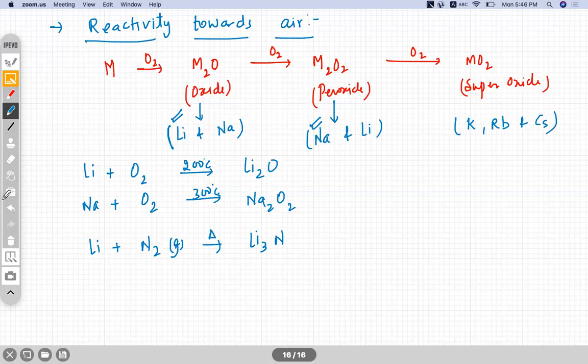Now, one note you write down here: because of high reactivity towards air, alkali metals are kept in kerosene because they are non-reactive in kerosene. This also they ask: why are alkali metals kept in kerosene? What is the reason for this? Done? Okay.